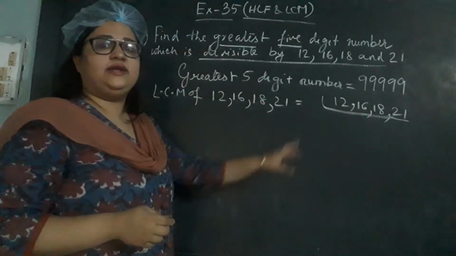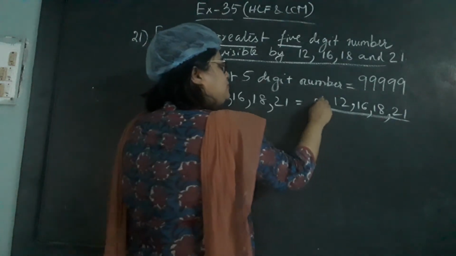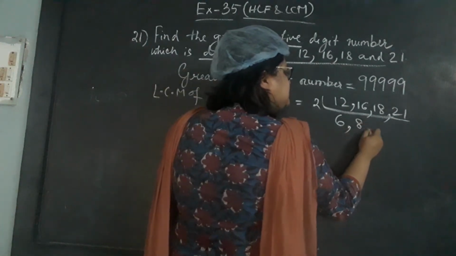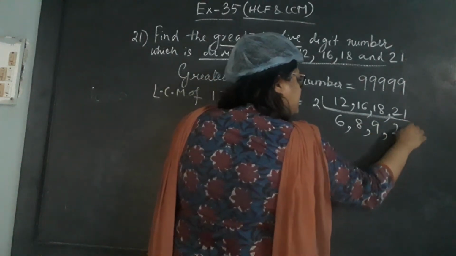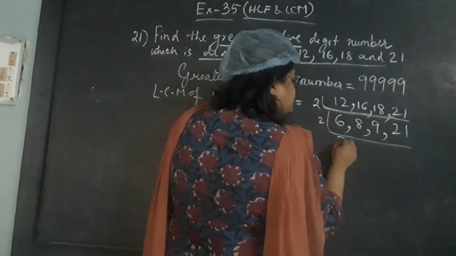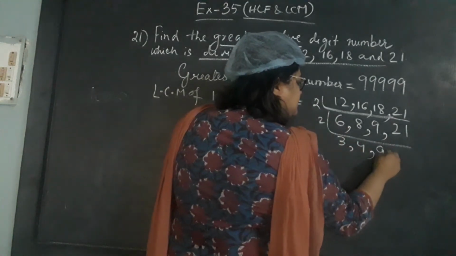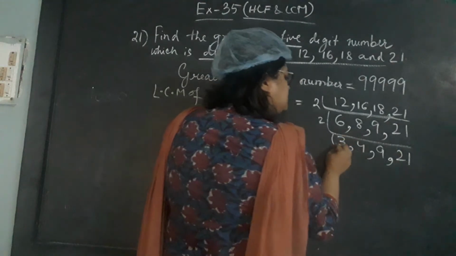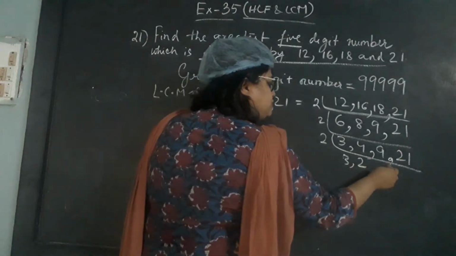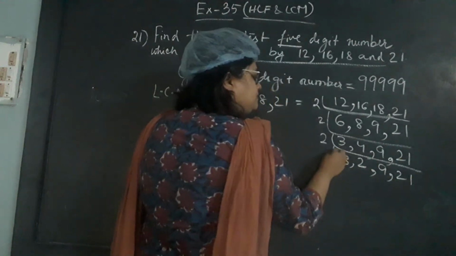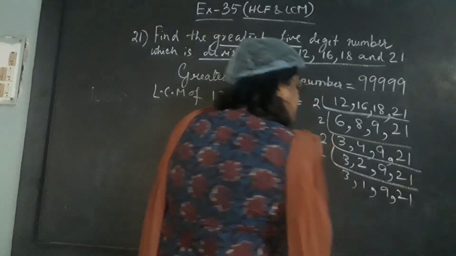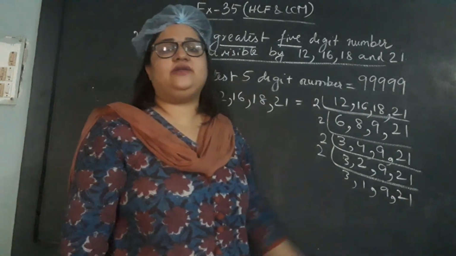We will just start dividing with the smallest number, that is 2, and continue till we can divide. 2 sixes are 12, 8 is 16, 9 is 18, 21 cannot be divided, so we are leaving it as it is. Again with 2, 2 threes are 6, 4 twos are 8, 9 cannot be divided, 21 also remains the same. Again with 2, 3, 2 is 4, 9. Once more with 2. Now see, there are no numbers which are divisible by 2.